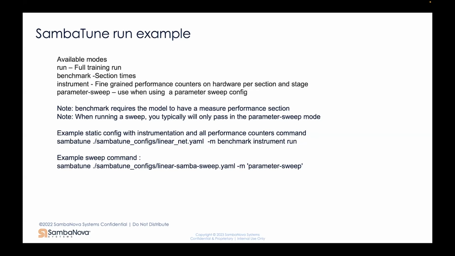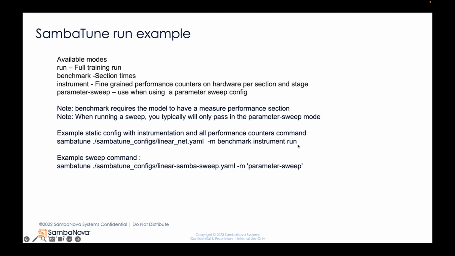So here's just an example. Let's say I have my configs sitting underneath a folder called SambaTune configs. It's SambaTune configs pointed at the YAML file, -m. Here I'm telling it to do benchmark, instrument and run. And then if I look here, my sweep command, linear Samba sweep YAML, and then I'm passing it the mode flag of parameter sweep.